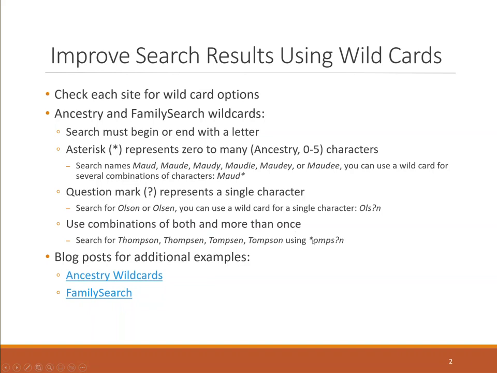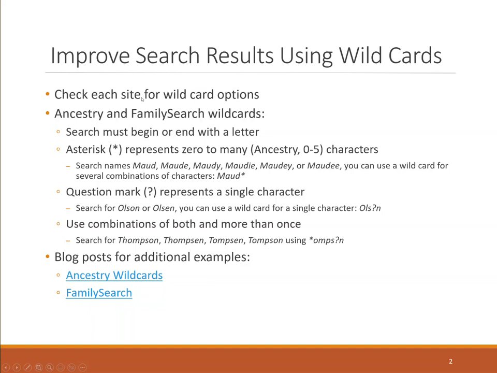So I know that Thompson is spelled a lot of different ways. If you start with asterisk OMPS question mark N, you're picking up the O or EN ending, very specific characters, but also that it could be a T or a TH at the beginning in your searches.